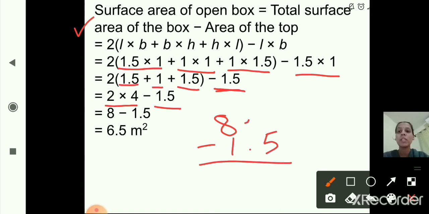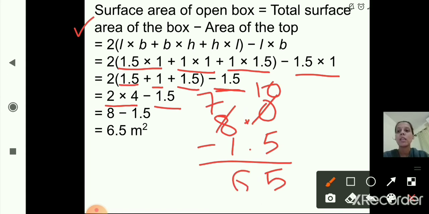Here we will put decimal point. Here it is 0 suppose. So here it becomes 10. Here it is 7. So 10 minus 5 is 5 and 7 minus 1 is 6 and here decimal point. So what is the answer? 6.5 and the unit is meter square. So what is the surface area of open box? The surface area of open box is 6.5 meter square.